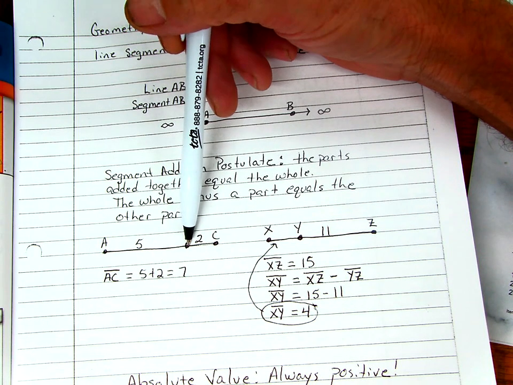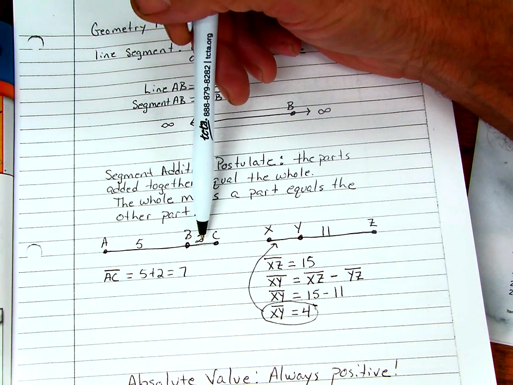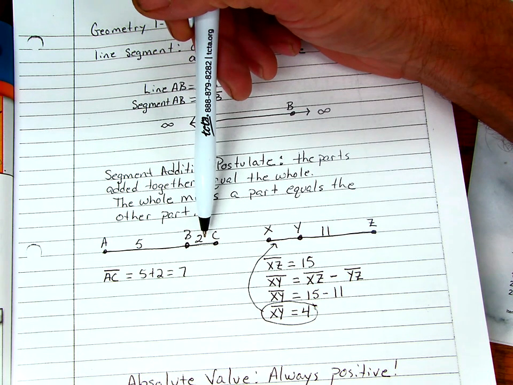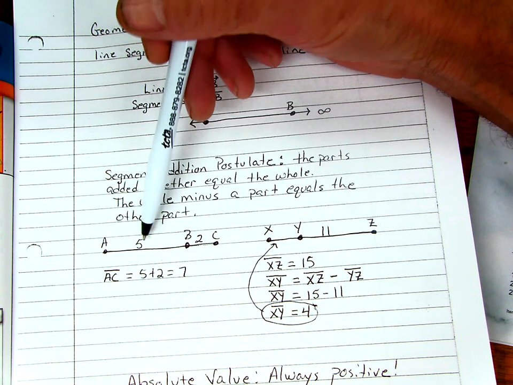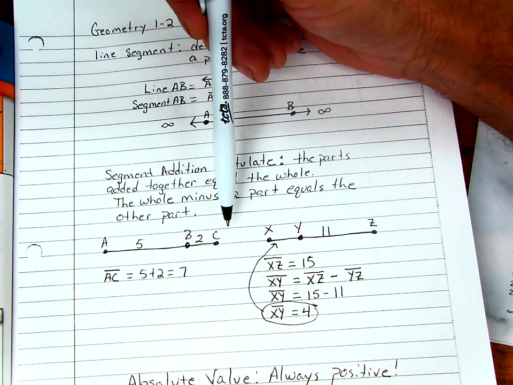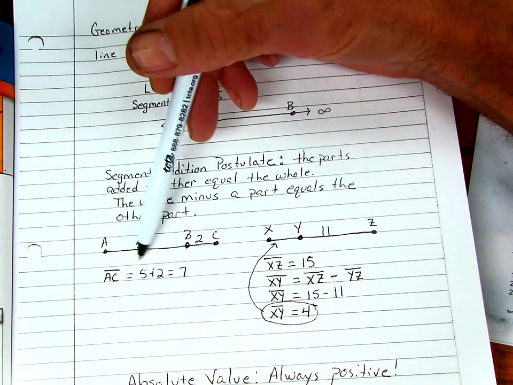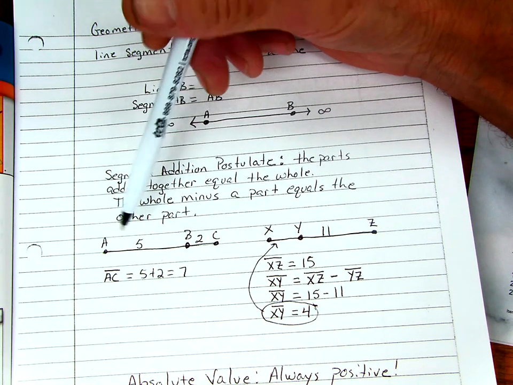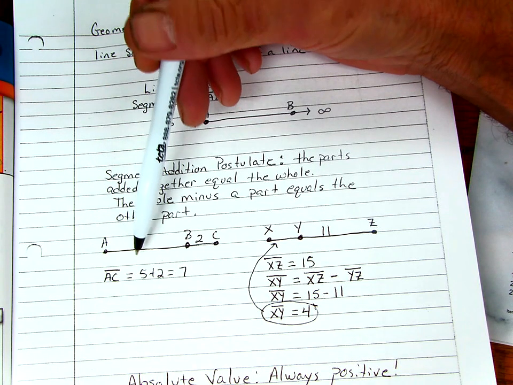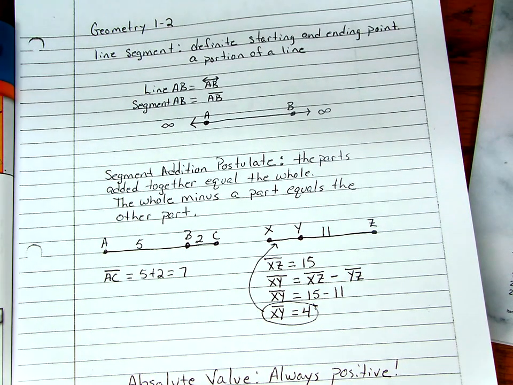That divides this line segment up into 2 smaller line segments. What is the distance from A to C? Well, you just add up the parts that make the whole thing. 5 plus 2 equals 7. Segment AC equals 7. Add the parts up, it equals the whole.